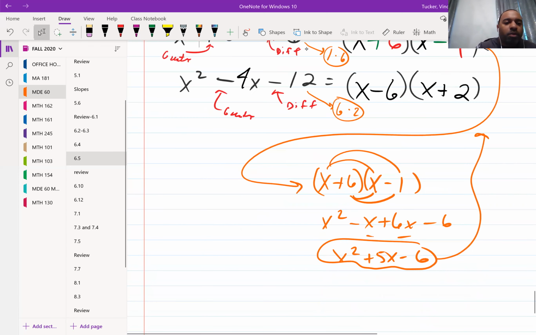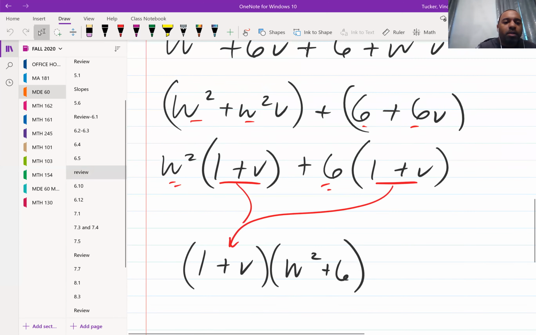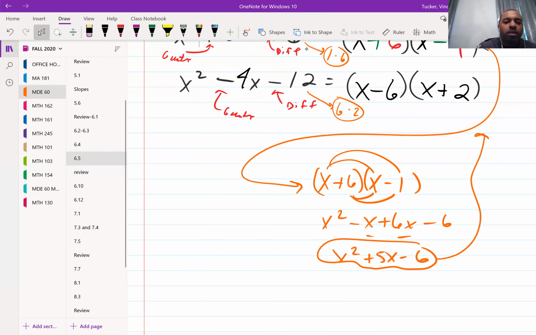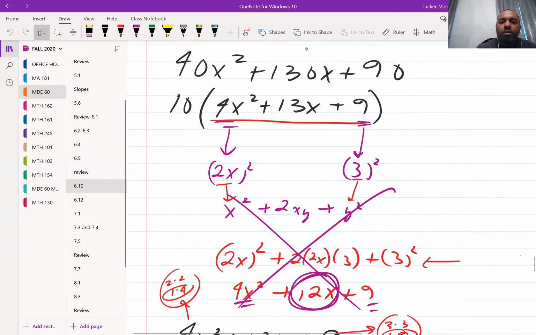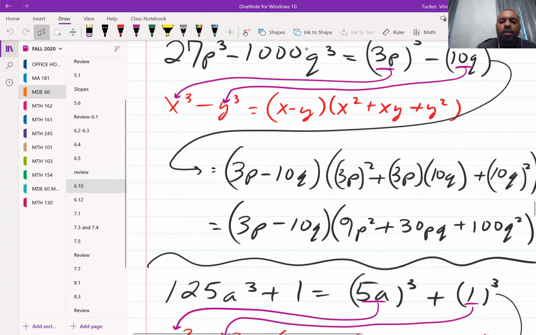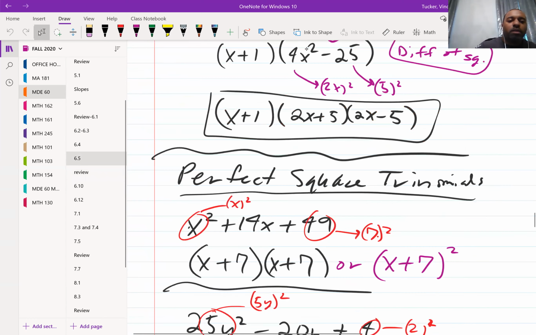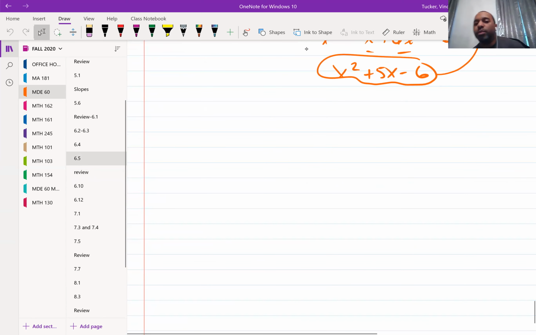All right, I didn't write any more examples on this page. Hold on, that was 6-5. Where did all my examples go? All right, well, let me pull out the book. I must have them on another set of notes.